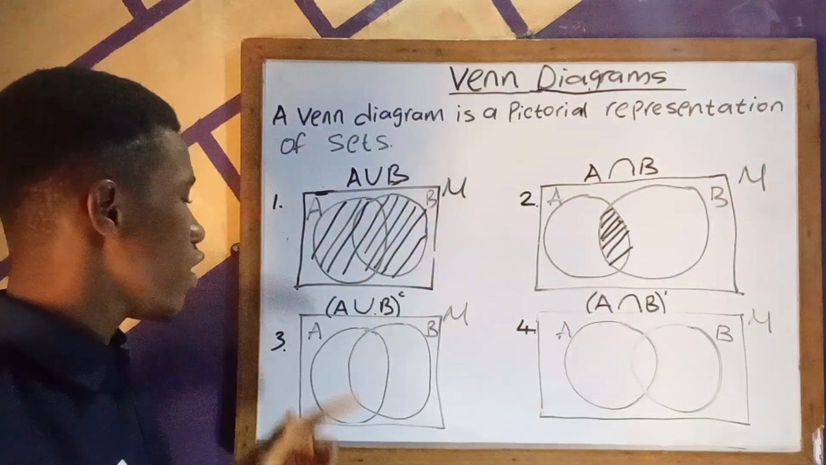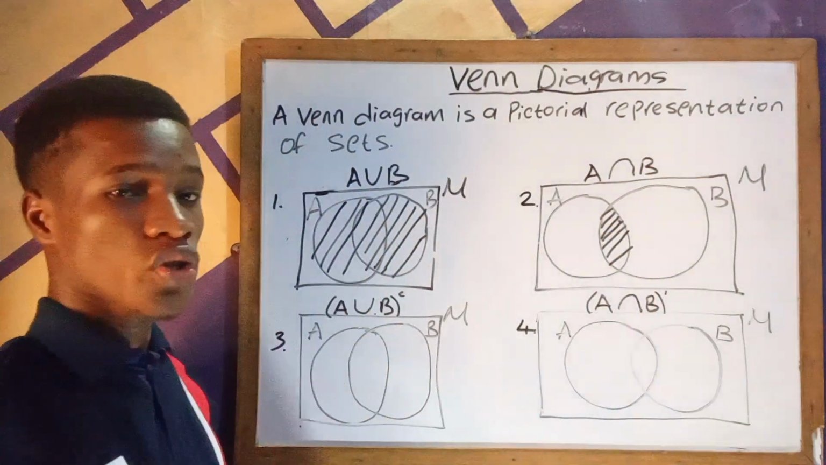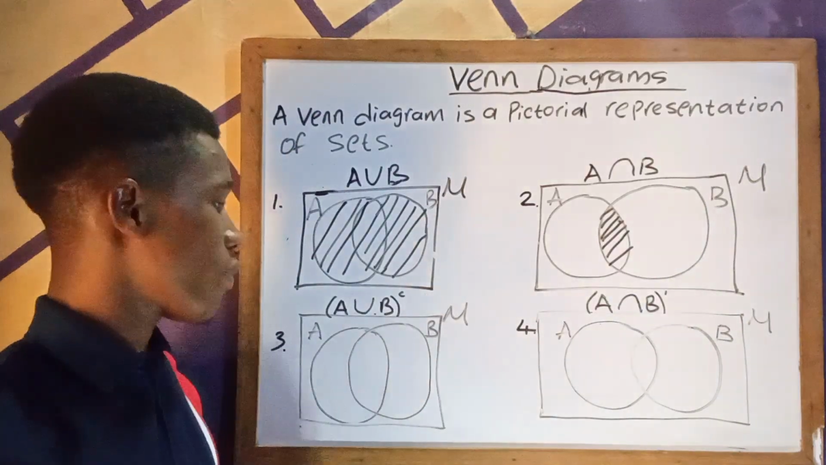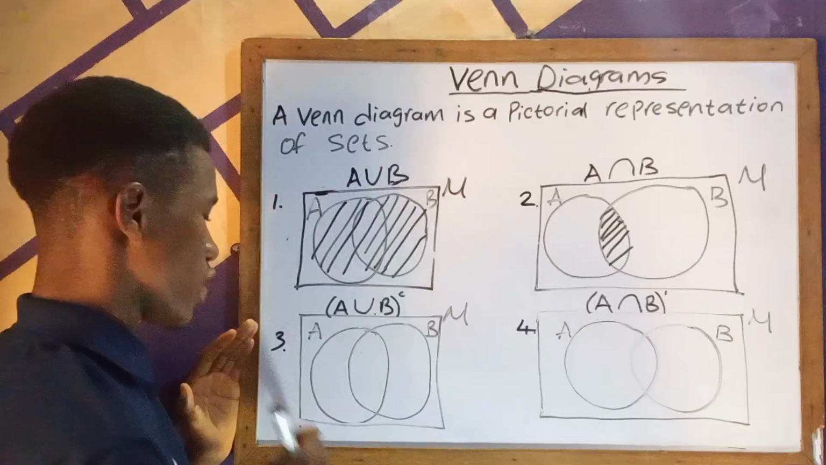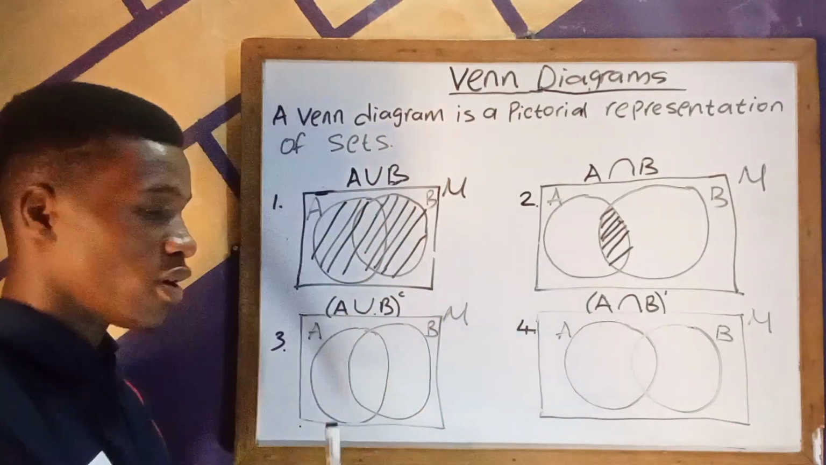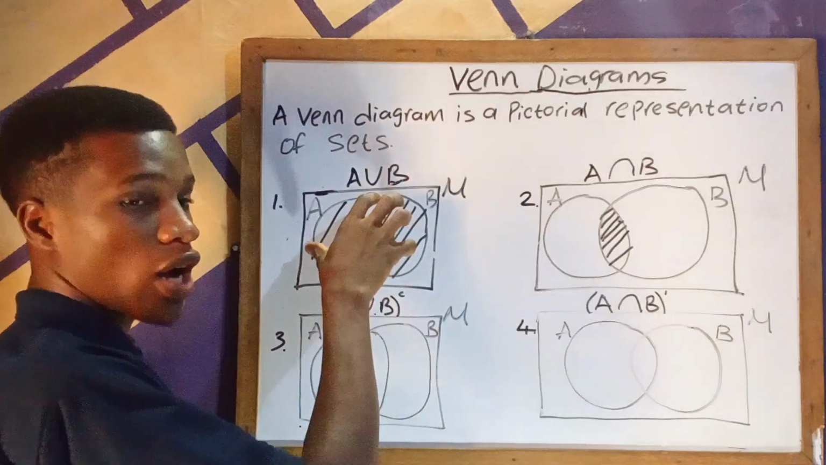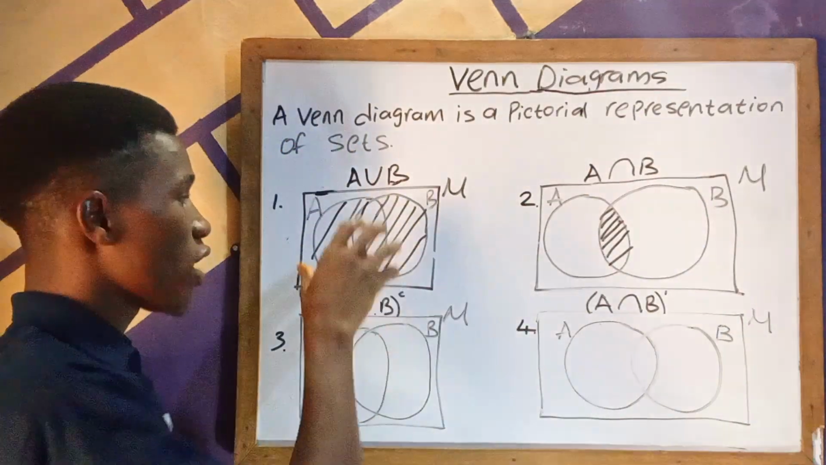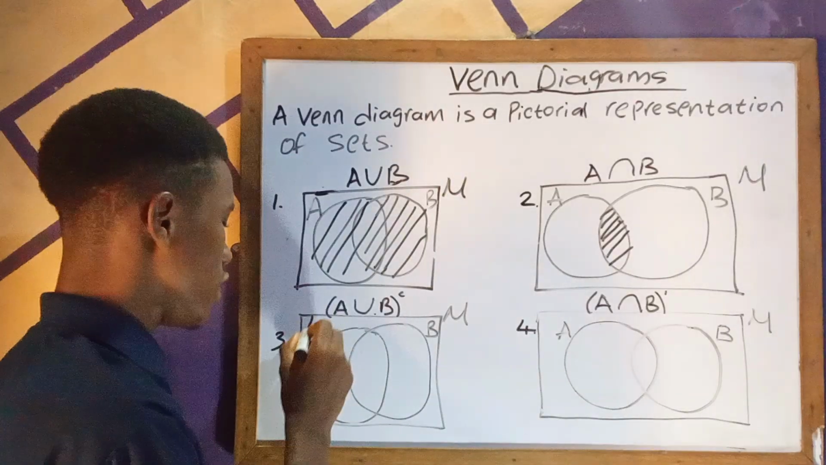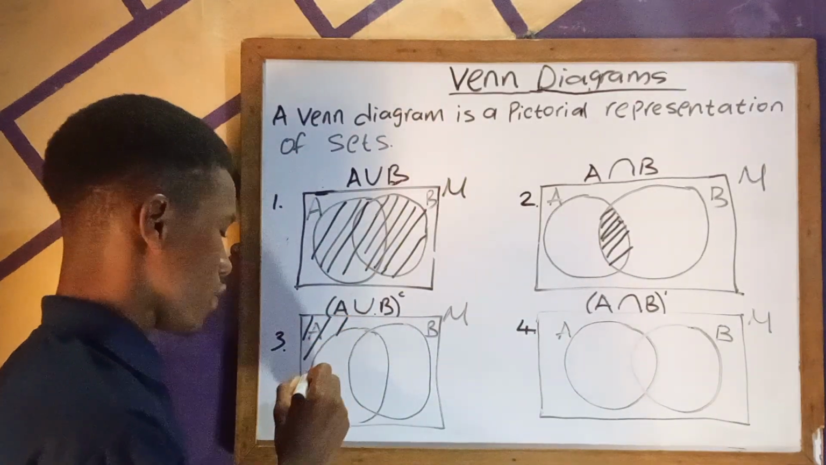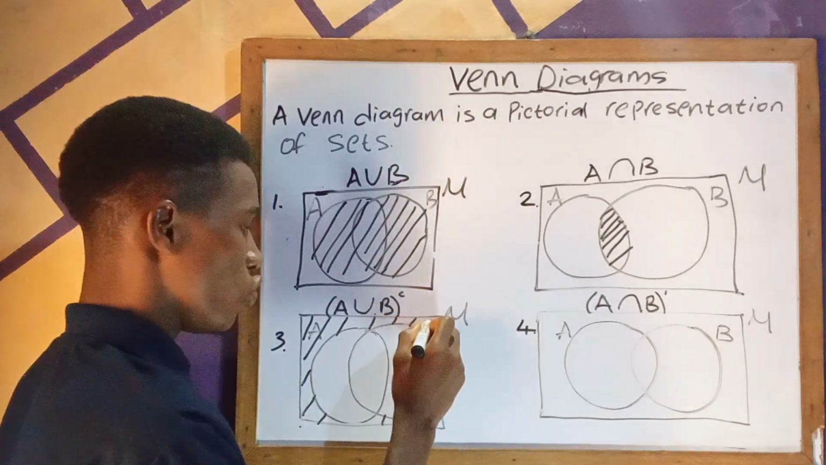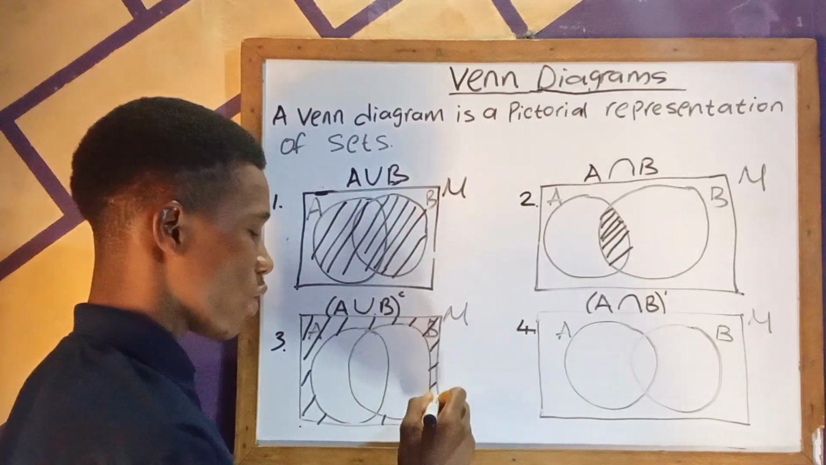Then here we have A union B complement. We know the definition of complement as those elements that are in the universal set but not in the set we are talking about. Now, the universal set comprises the whole set, including these outer parts. When we say A union B complement, it means we are taking away this union out of the universal set. If we take away this union out of the universal set, we are left with the complement of it, which is this outer part of the set. This is the complement of A union B, so this outer part.